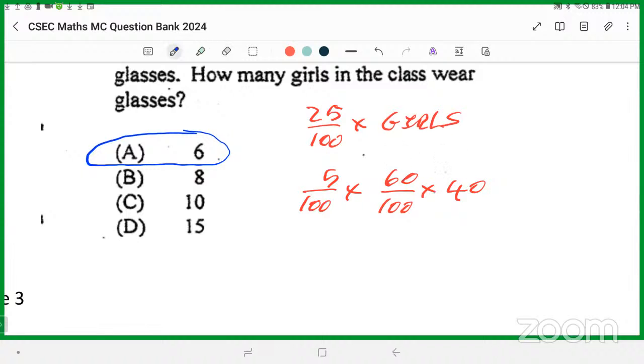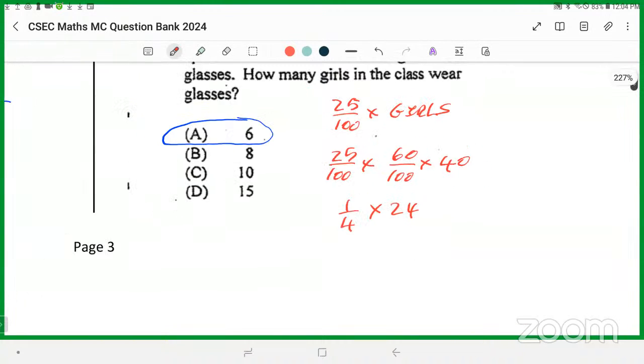We can work it down still. This can be 24, because these zeros will cancel. All right. So it's actually 6, my mistake. A quarter, not a third. So it represents a quarter, right? 25% is a quarter times, and this works out to be 24. Yeah, so it's a 6. My brain was thinking a third. So that's 6. All right, that is that.